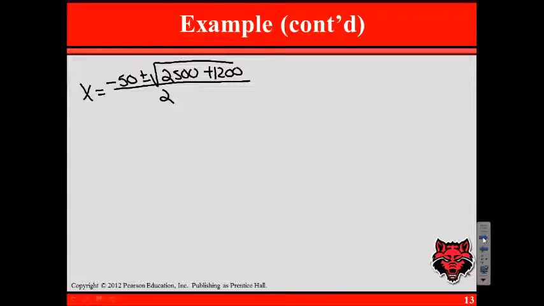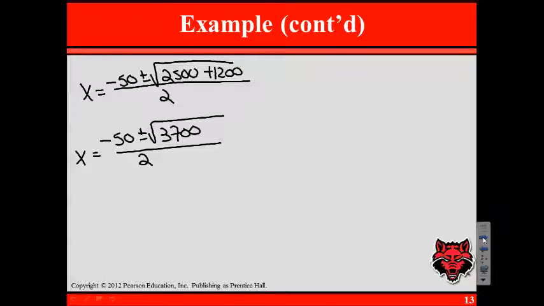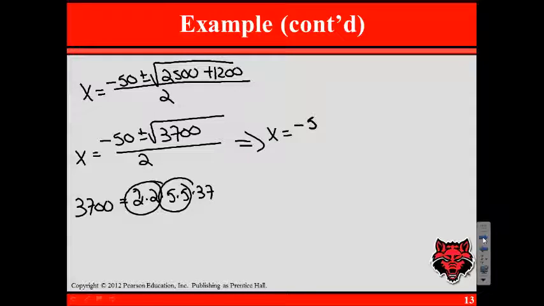At this point, we continue to simplify underneath the square root, and we get x equals negative 50 plus or minus the square root of 3,700 all over 2. 3,700 is not a perfect square, but it can be factored, so we write its prime factorization. And remember, you can use a factor tree if you need to. 2 times 2 times 5 times 5 times 37 would be the factorization. So we take out our pair of 2's, our pair of 5's. 2 times 5 is 10. And this will become x equals negative 50 plus or minus 10 square root 37, all divided by 2.